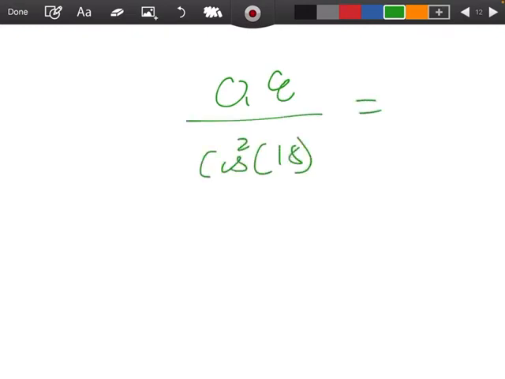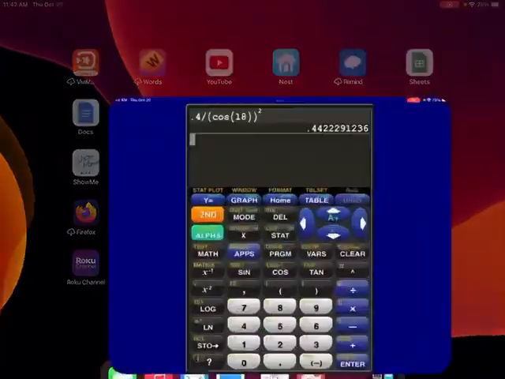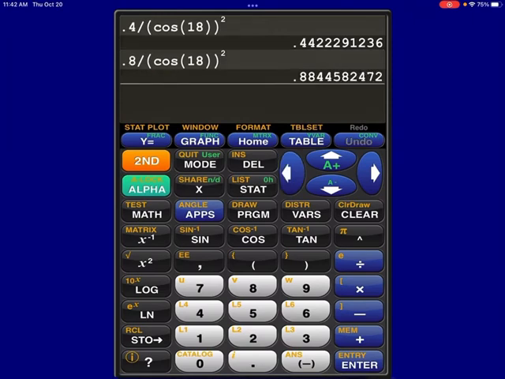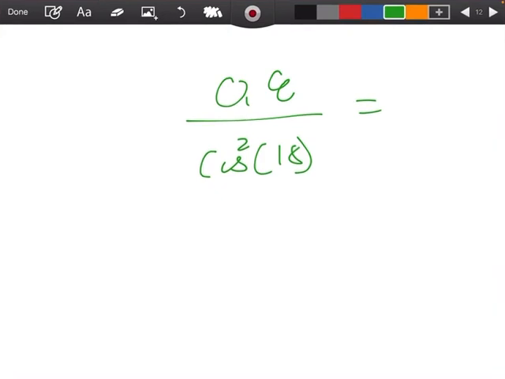So I would do this on my calculator exactly the same way. I'm going to go to second entry, but I'm going to change that 0.4 to a 0.8. And I'm coming up with 0.8845, if I go to 4 decimal places. So that should be a 0.8845, okay? And that would be the second part.